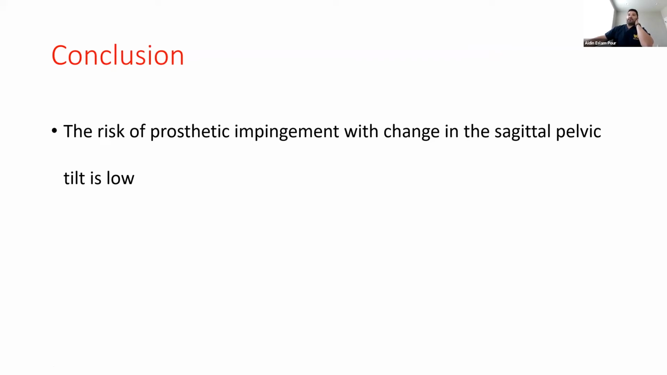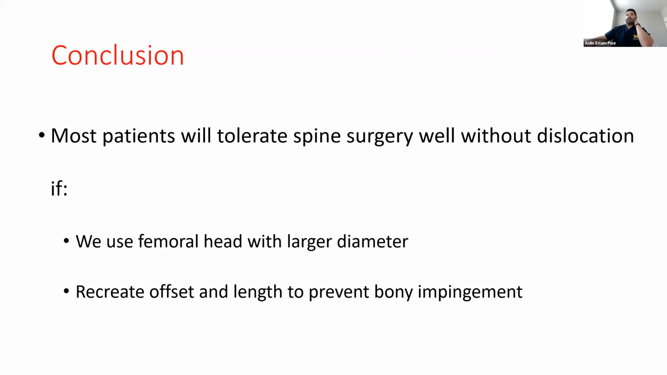Such a study that we did is not doable for bone-on-bone impingement. Bone-on-bone impingement is completely personalized, and that is something that you have to look for in each person's anatomy separately. And most patients will tolerate spine surgery well without dislocation if you use larger femoral head sizes and you restore the offset and length to prevent bone impingement. Otherwise, in most cases, prosthetic impingement does not occur.